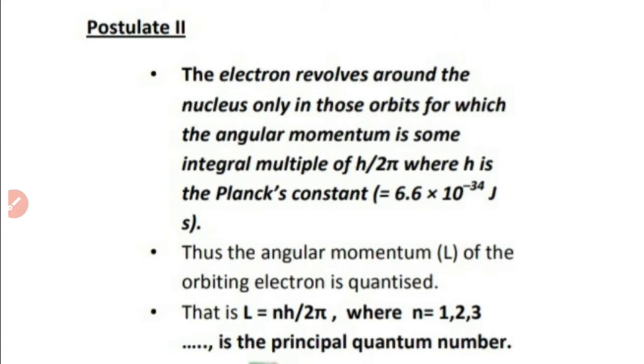So he ruled out the possibility of the electron taking any orientation or position around the nucleus. According to Bohr, electrons can revolve around the nucleus only in certain orbits which satisfy this particular condition, and that condition is that angular momentum should be an integral multiple of h by 2 pi. So in mathematical form, we can write L equals nh by 2 pi, where n can take values like 1, 2, 3, etc. And n is called the principal quantum number.